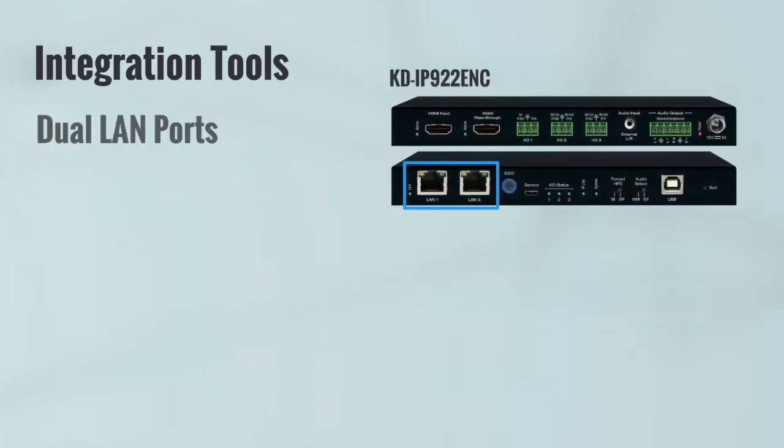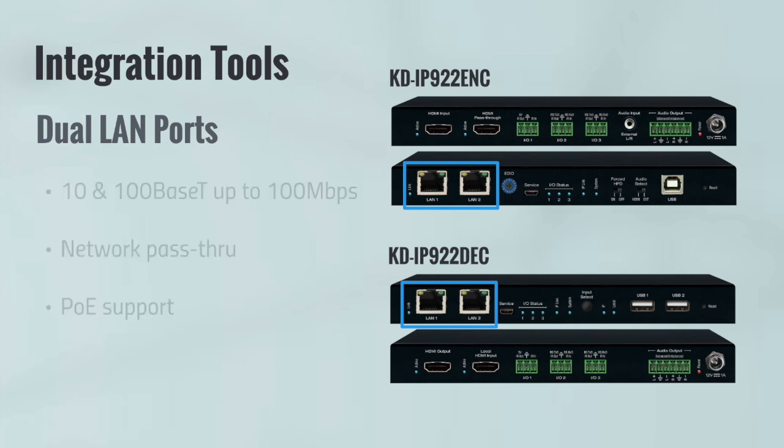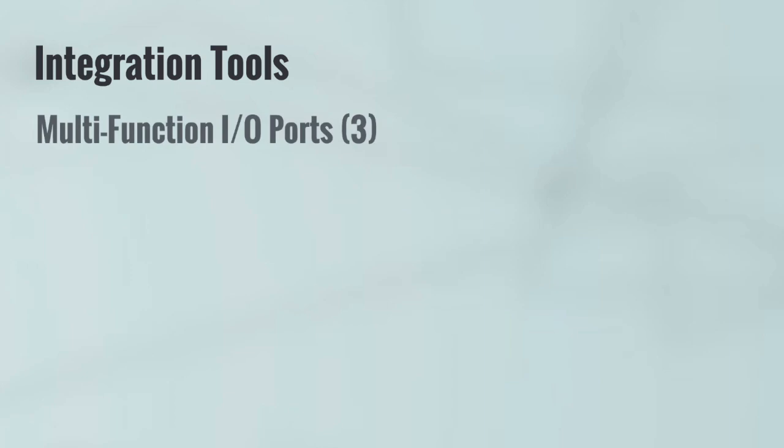Each IP922ENC and DEC have dual LAN ports supporting 10 and 100 Base-T, up to 100 megabits per second. So you can have network pass-through, enabling ease of integration if you have just a single network wire to a location and you need to not only install your 922 unit, but also perhaps provide network to a connected PC or monitor. And the LAN port supports PoE powering of that connected device.